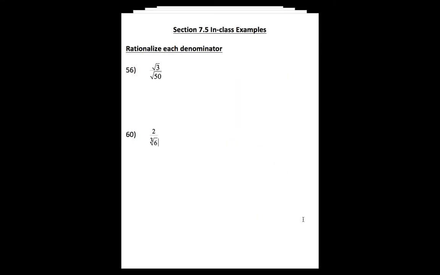So at this point in time, I want you to take a moment and try a couple of examples. I want you to add these on after the self-checks from section 7.5. And again, when I collect this assignment from you next week, I'll be looking to see that all of the in-class examples for today have been added to the self-checks you started on homework 23. Take a moment, pause the video, complete numbers 56 and 60 here, where you're going to rationalize the denominator, and then you can come back and check your solutions once you have completed both questions.